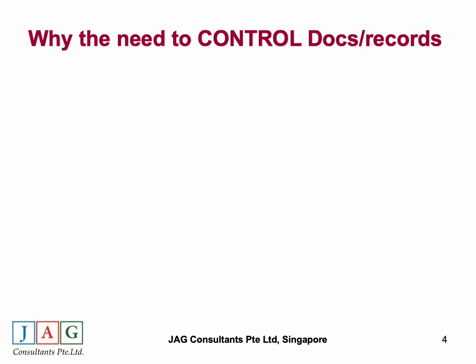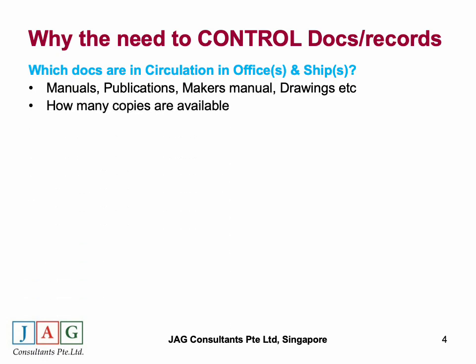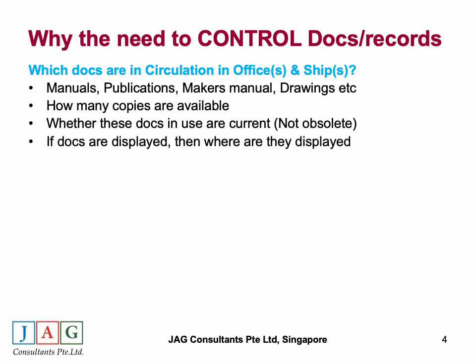Now, why do we need to control documents, right? Every user in the organization is keen to know what are the documents in circulation in the office and on the ships. That could be manuals, publications, makers manuals, drawings, how many copies are available on the ship or in the office, and whether these documents in use are current and not obsolete. That's very important, right? If documents are displayed, where are they displayed? If there are 5 displays for a policy, have they been displayed in the 5 locations, right? Or if it's less or more, then that's incorrect.